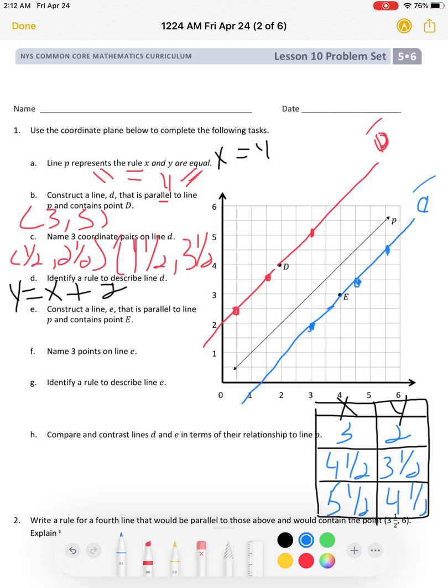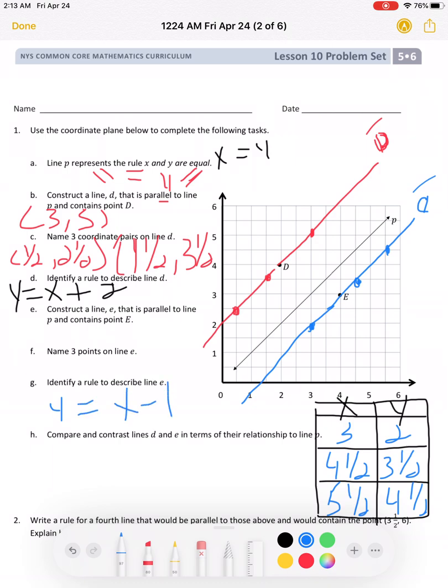Very good. So now let's look at the relationship between x and y to determine the rule. When x is 3, y is 2. What do you think they did to 3 that they ended up with 2 at the end? It looks like they subtracted 1. 3 minus 1 equals 2. That could be a rule. Okay. Let's see if it works for the next set. 4 and 1/2 minus 1 equals 3 and 1/2. Good. And if it works for the last coordinate pair, we know that that's the rule. 5 and 1/2 minus 1 equals 4 and 1/2. Good. So the rule here is y equals x minus 1.